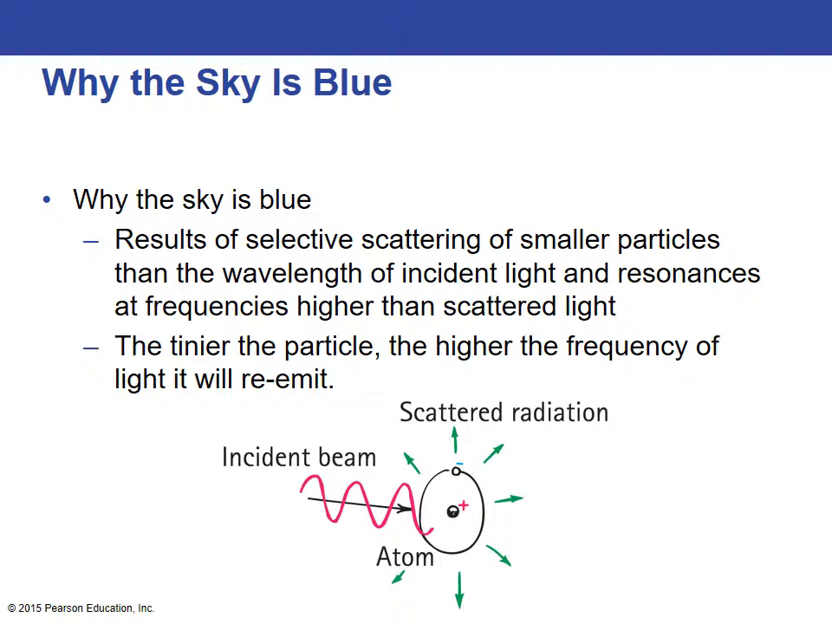So just to recap, all those tiny, tiny particles up in the atmosphere are emitting very high frequency light. And so the tinier the particle, the higher frequency of light that it will re-emit. And again, it emits more violet than blue, but since our eyes see blue better than violet, we see the blue color and not so much of the violet color, but we see a lot of blue, and so we see the sky as blue.